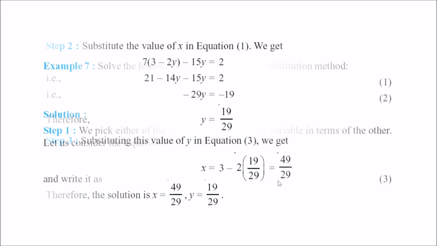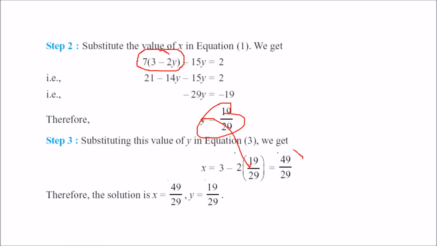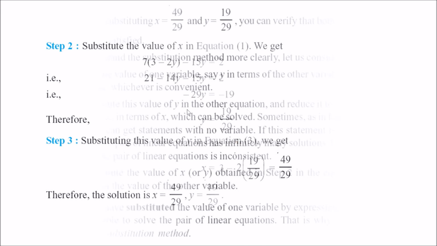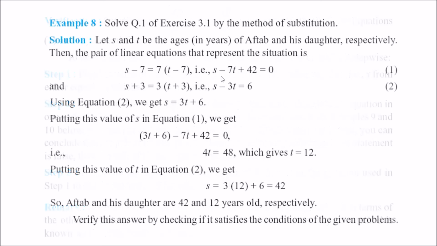And as we have seen, x was 3 minus 2y. We have found the value of y. Just place it here. It will be 49 by 29. So x and y are found by the substitution method. So what is substitution? Just make one equation in terms of x or in terms of y, place this x in the second equation or the first equation and find out the value of y. And once you get this value, then you can easily get the other by any equation, meaning either of the two equations which we actually made earlier.